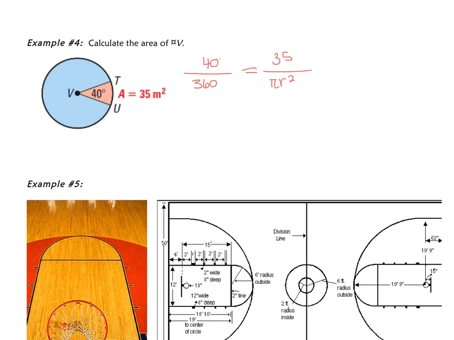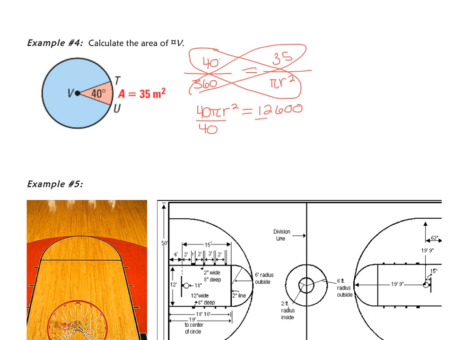If you write an a in the denominator, that's fine, you'll still get the same answer. Alright, let's cross multiply. I'm going to get 40 times pi r squared, which is just 40 pi r squared. And then 360 times 35 gives me 12,600. Let's divide both sides by 40, and we get pi r squared equals 315.